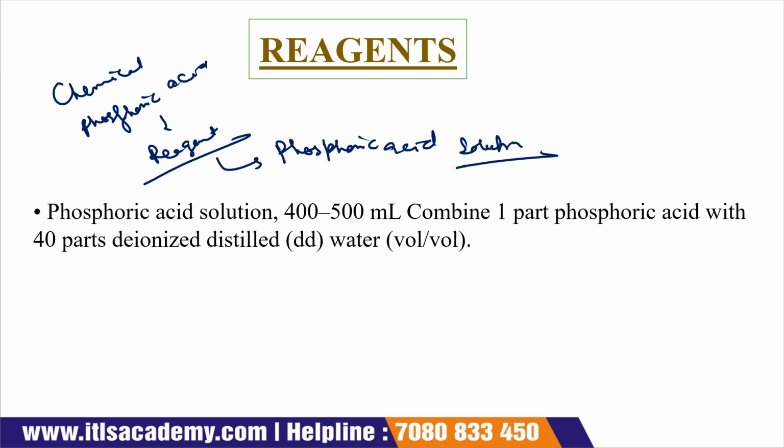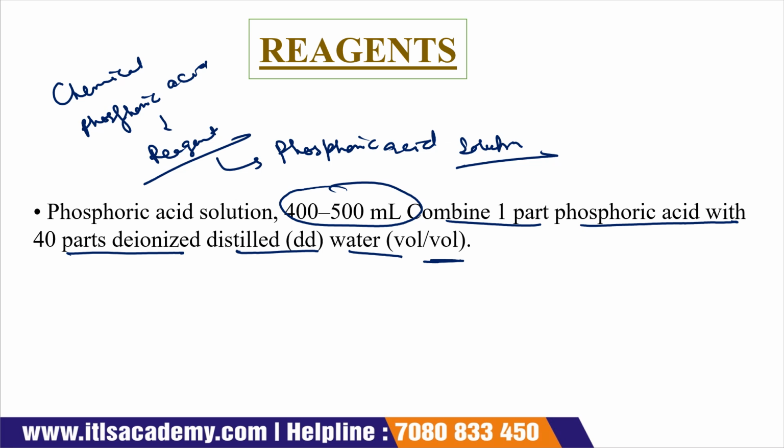Now how do we prepare it? For the phosphoric acid solution, we take 4 to 500 ml, combining 1 part of phosphoric acid with 40 parts of deionized distilled water, volume by volume. If we take 1 part of this phosphoric acid, then we dissolve this phosphoric acid into 40 parts of deionized distilled water. This is how we prepare the phosphoric acid solution.